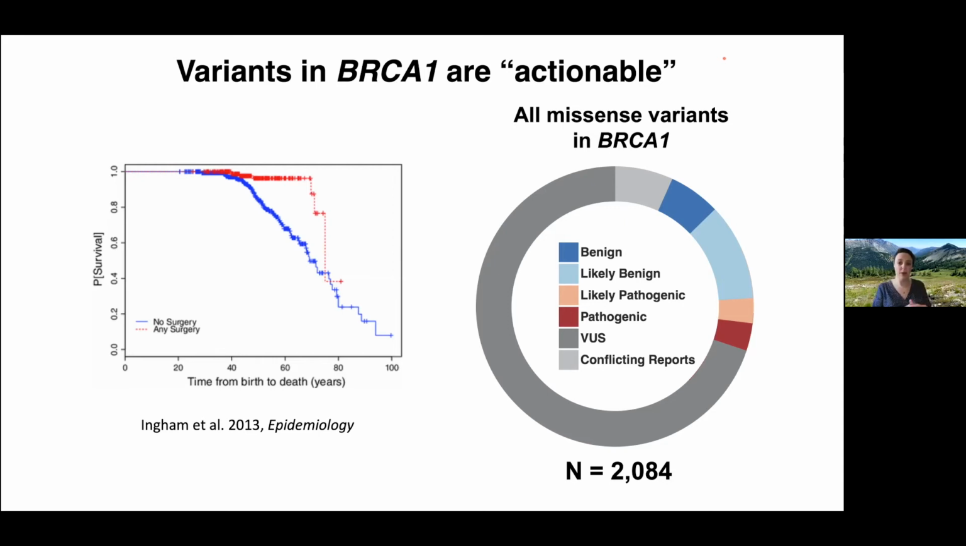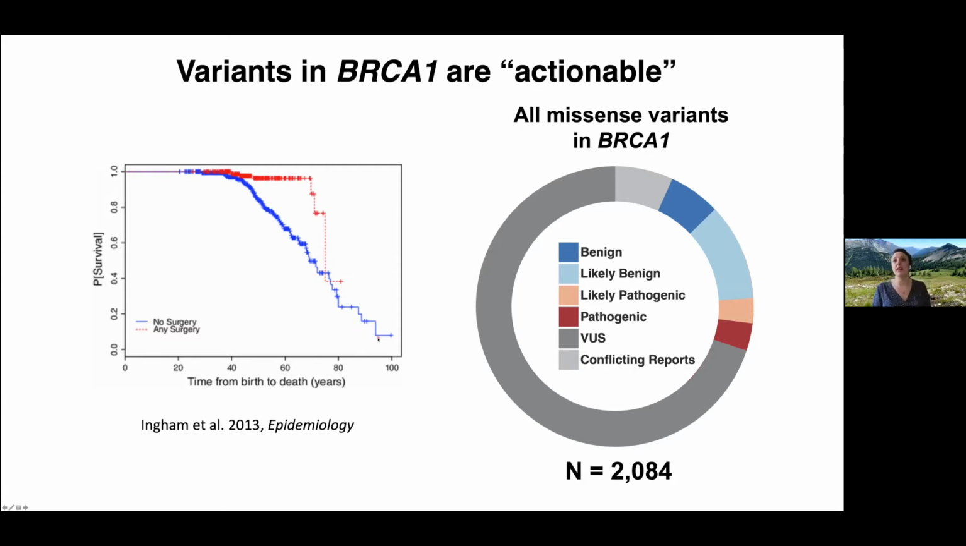BRCA1 is a prime example. Women with pathogenic variants have a 50 to 70% lifetime risk of breast cancer, but risk reducing surgery can take that risk back down to the population level. And you can see that in this Kaplan-Meier curve of women with BRCA variants that either had risk reducing surgery or did not.